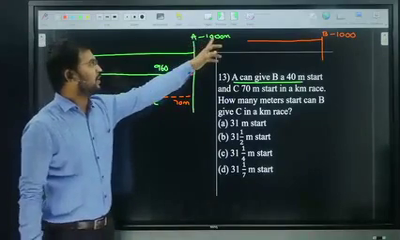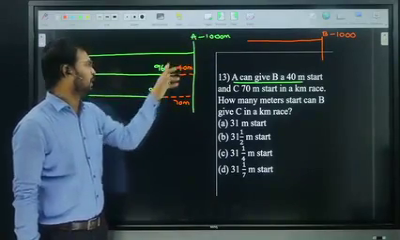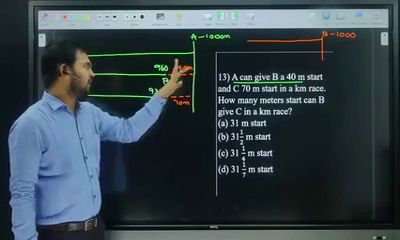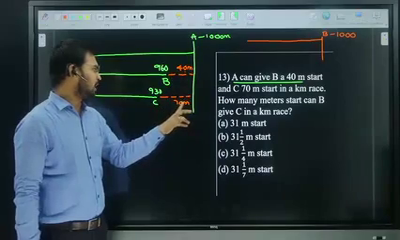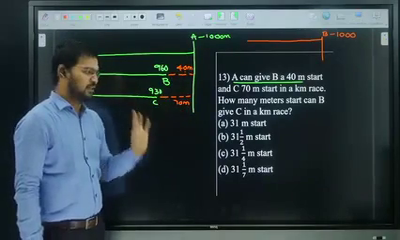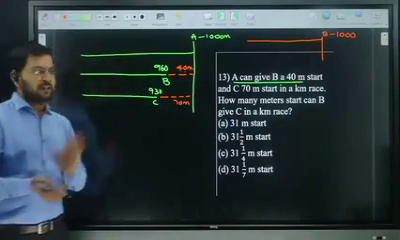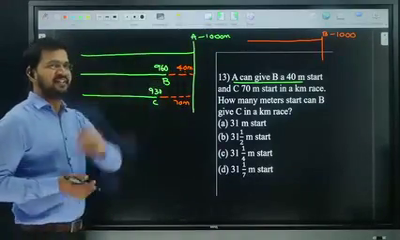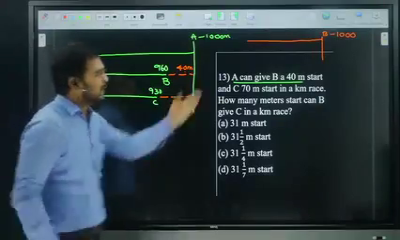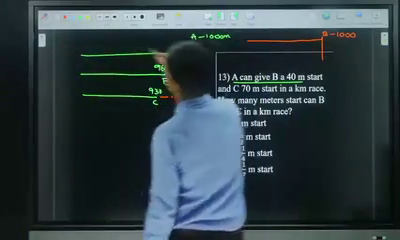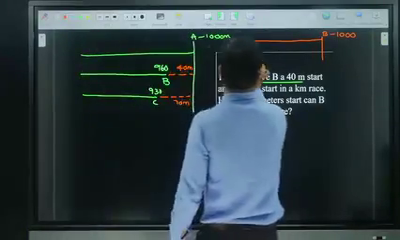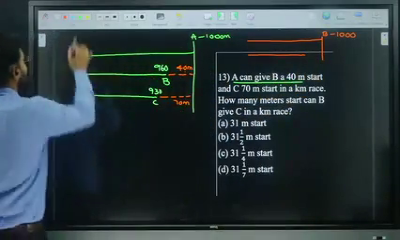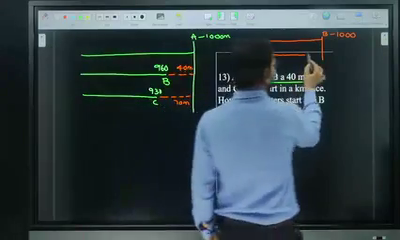Now, whenever A reaches 1000 meters, A can give B a 40-meter start, that is B covers 960 meters. At the same time, A gives a 70-meter start to C, that is C reaches up to 930. A is the winner, and the second winner is B. They're asking: whenever B reaches 1000 meters, C reaches up to where? And how much start can B give to C?